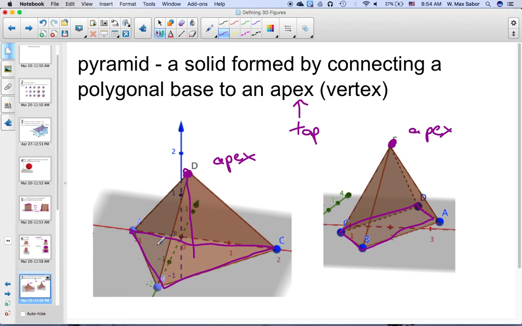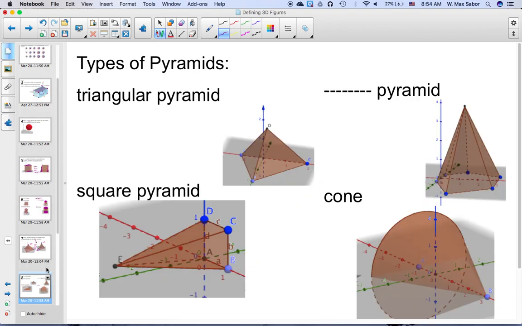Here, if you connect a triangle or a rectangle to a point, each of the faces, the lateral faces, are triangles. In this case, so is the base, but here the base is a rectangle, but all 4 of the lateral faces are triangles. So we have triangular pyramids, square pyramids. You could have other types of pyramids. So what is this base? 1, 2, 3, 4, 5, 6. This would be a hexagonal pyramid.